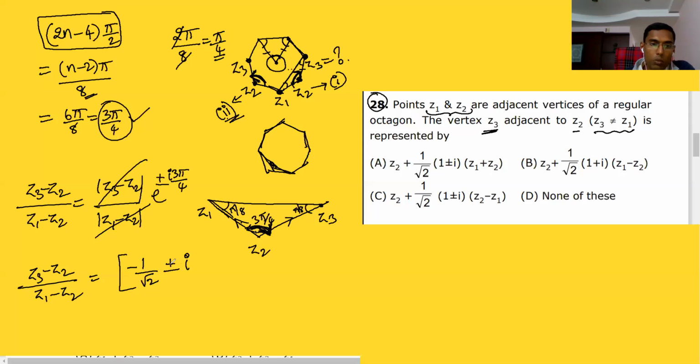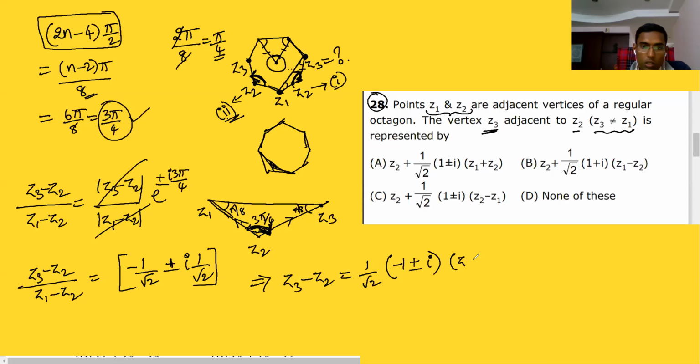Plus means plus, minus means minus. Plus or minus i sin 3 pi by 4. Sin 3 pi by 4 is positive in the second quadrant, so that is 1 by root 2. So like this you get. Now what do I want? I want Z3. So Z3 minus Z2 equals what I get here? If I take 1 by root 2 common, then here minus 1 plus or minus i into Z1 minus Z2 I get.